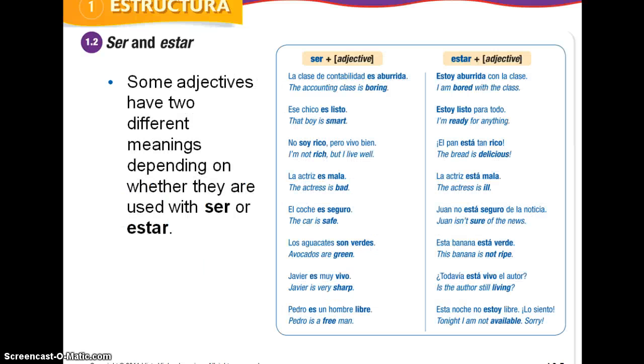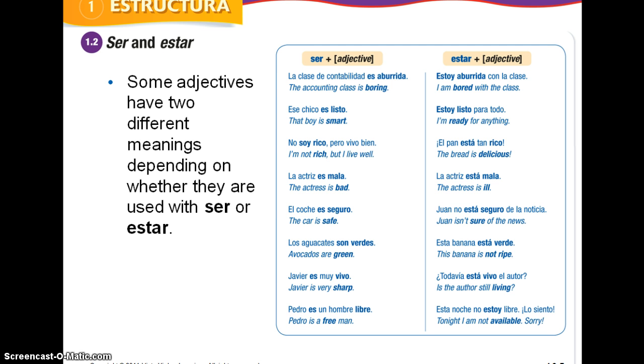Some adjectives also will have two completely different meanings depending upon whether you use ser or estar. And here's a list of some of them. You also have a list of some on your packet. La clase de contabilidad es aburrida. Ay, estoy aburrida con la clase. Ese chico es listo. Estoy listo para todo.